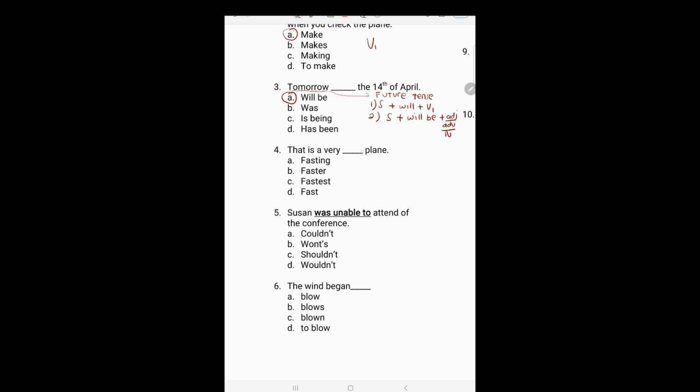Number 4. That is a very blah blah blah plane. The word very is already indicating a high degree, so there is no need for us to use a comparative or superlative form. So the adjective vast is the best answer to describe the plane.